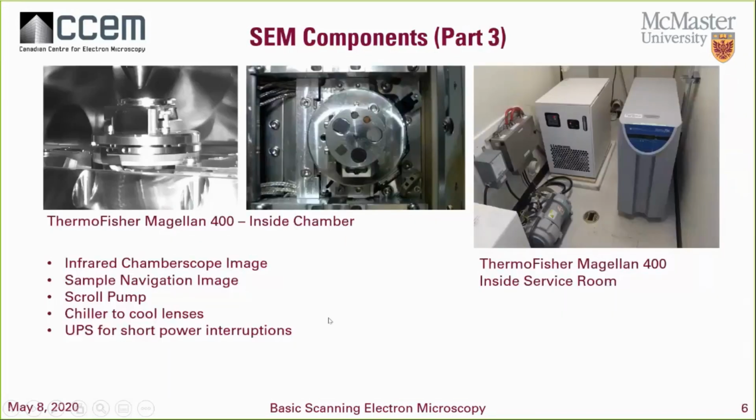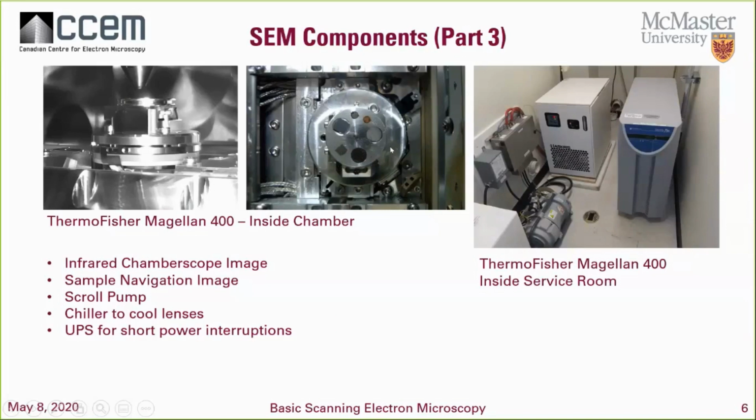Now, when you have a sample in the SEM, you want to make sure that, for one thing, you don't hit anything. So it's quite often useful to have an infrared camera that you can look inside the chamber. And also, it's very useful to have an image of your sample so that you can navigate around and actually position the beam where you want to look at a particular sample.